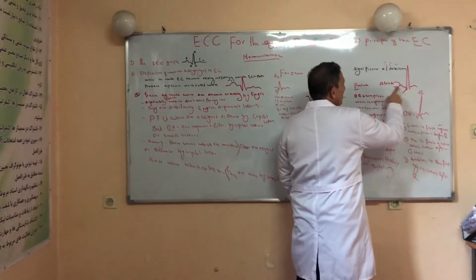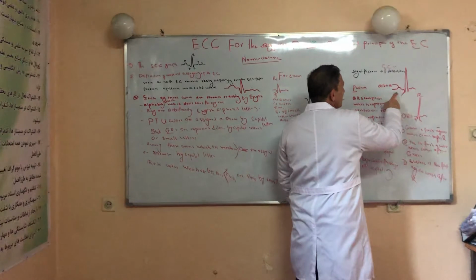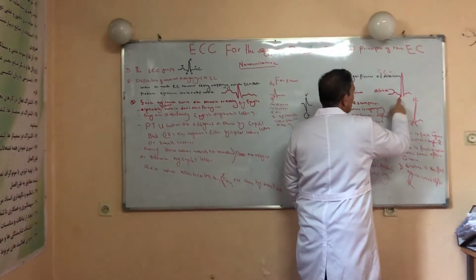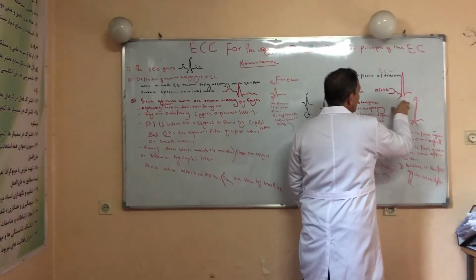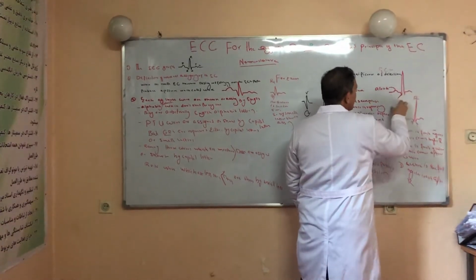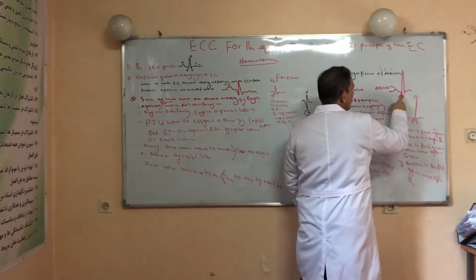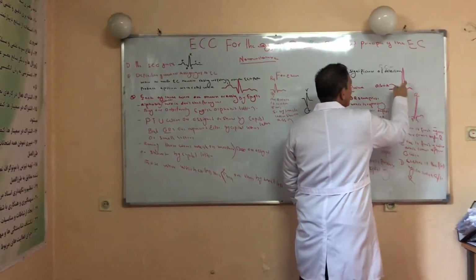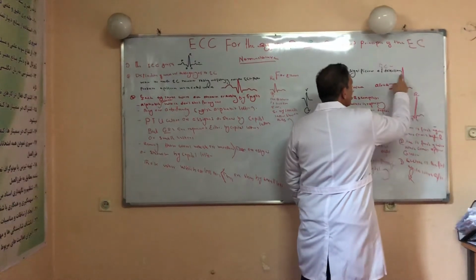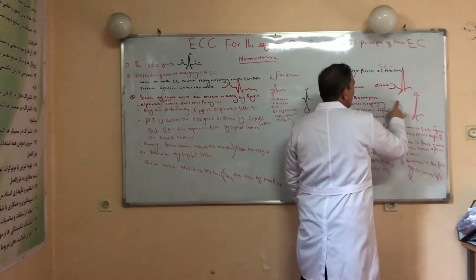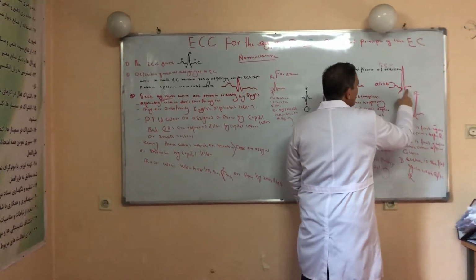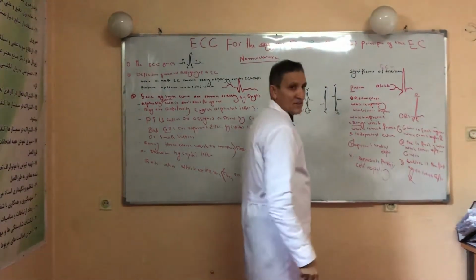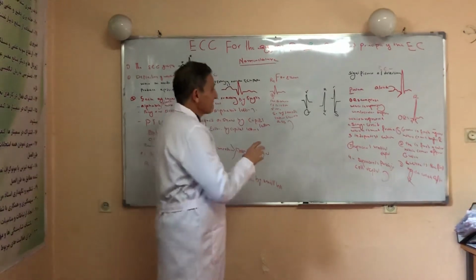Again, this is the first wave, the P wave, which represents atrial depolarization. The Q wave represents septal ventricular depolarization. The QRS complex represents ventricular depolarization, but it is made from three parts. The first one is the Q wave. The Q wave is the first negative wave, which comes before the R wave. The R wave is the first positive wave which comes after the Q wave. The S is the first negative wave which comes after the R wave. The QRS complex, again.